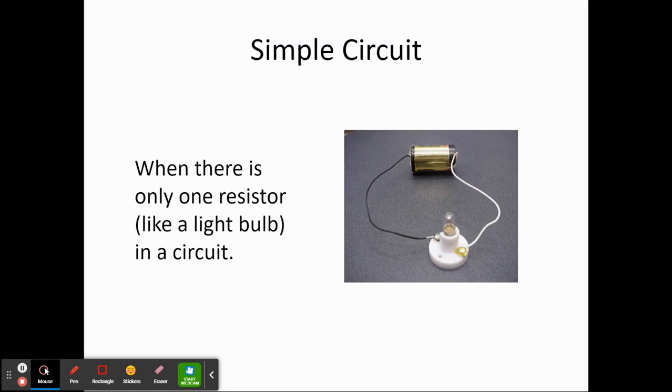All right, circuits vocabulary part 4. We have 3 words here. The first is simple circuit, and a simple circuit is when there's only one resistor. And a light bulb is a type of resistor, so it could be just one light bulb in the circuit. So literally the simplest circuit, and that's a simple circuit.